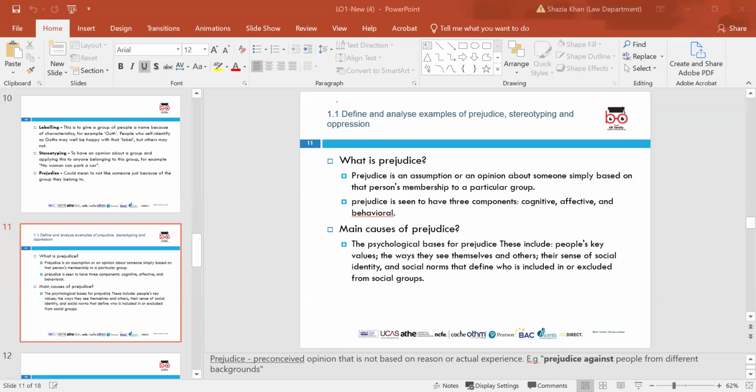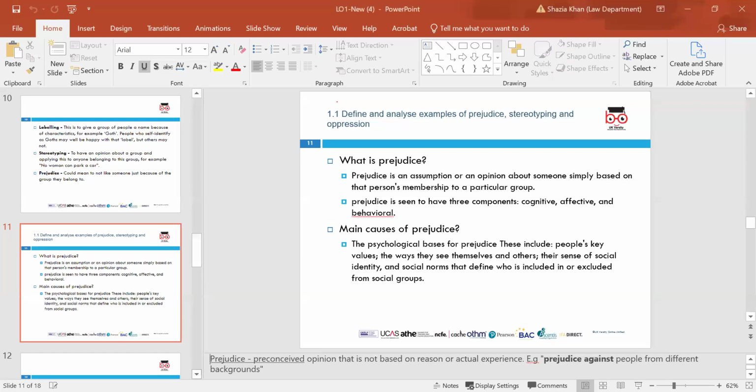So prejudice is treating people differently based on a group.